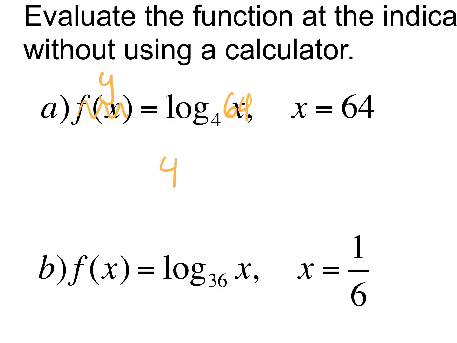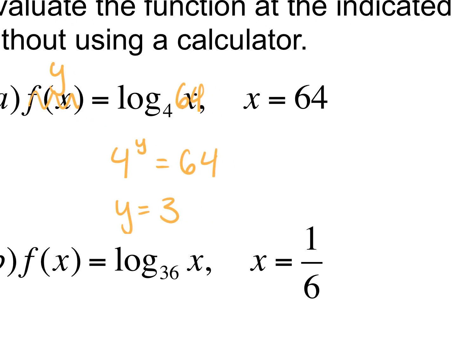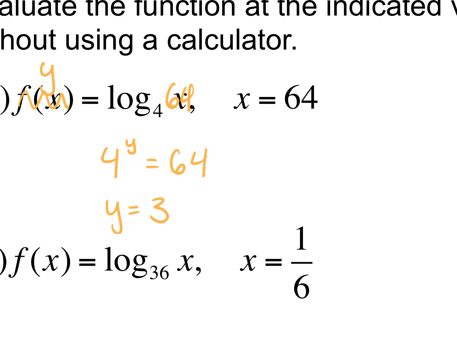So what's our exponent going to be? Y is equal to 64. So 4 to what power gives us 64? 4 to the third power. So y would equal 3. Or we could do it like we did yesterday, where we made them have the same base. So 4 to the power of y equals 4 to the third power. When our bases are the same, they cancel. We just set the exponents equal. So you can think about it the same way.